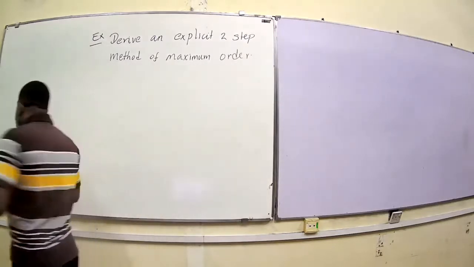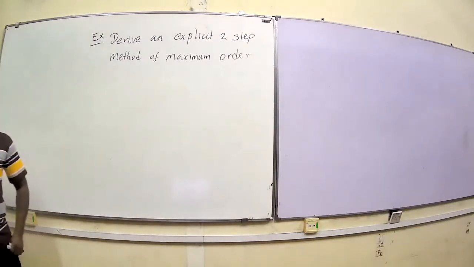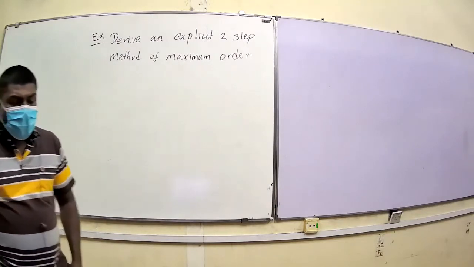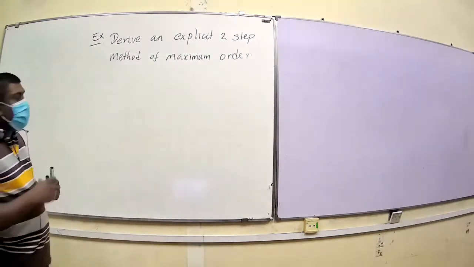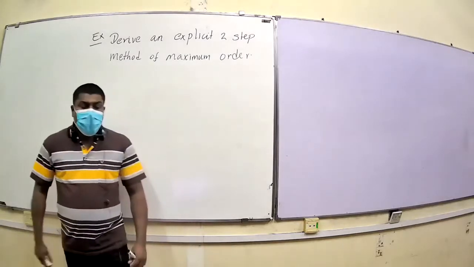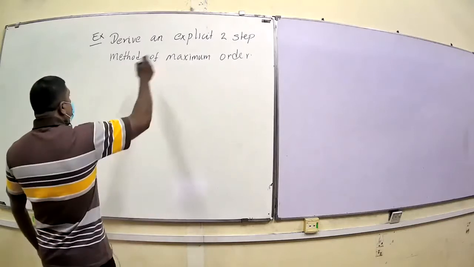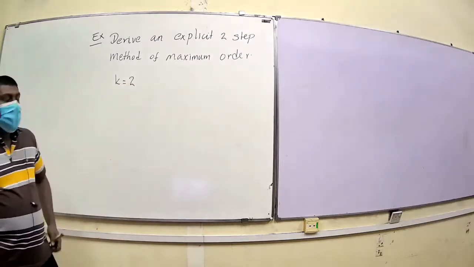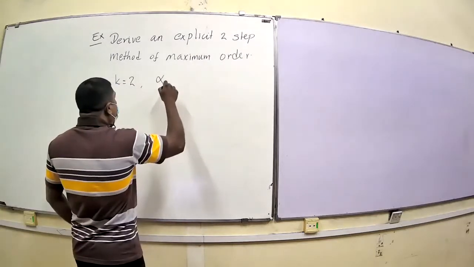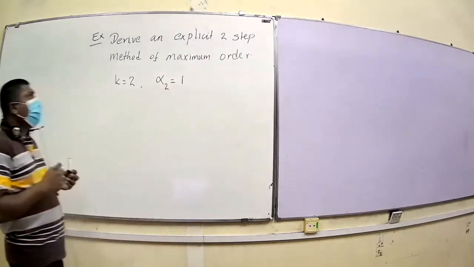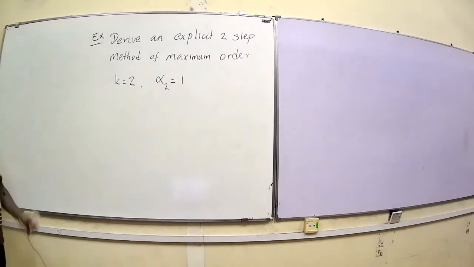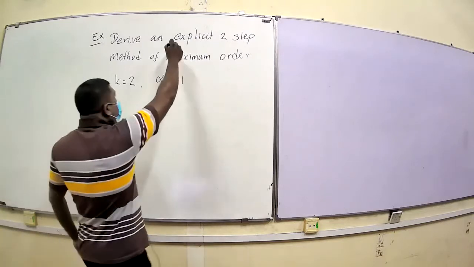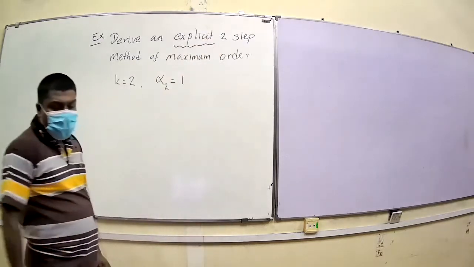Let us derive the linear two-step method of maximum order. So first we will fill out the information we have. You know that it is a two-step method, so k is equal to 2, and clearly alpha 2 is 1. That is obvious, right? You can always set that. And then they say it is explicit.